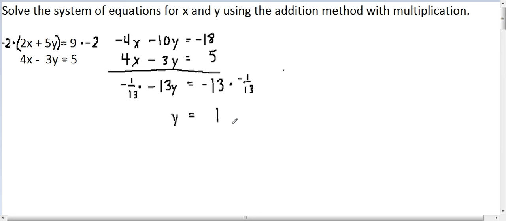In order to solve for x, we take this value for y, 1, and plug it into one of the two equations. We could choose either, but let's use the second equation for this problem. We get 4x minus 3 times 1 is equal to 5. 3 times 1 is equal to 3, so then we add 3 to both sides of the equation.